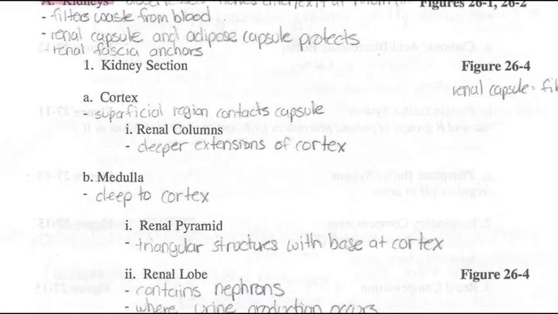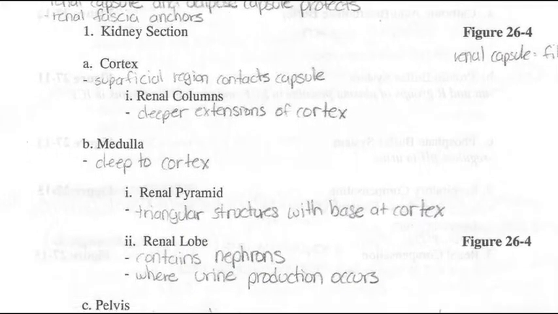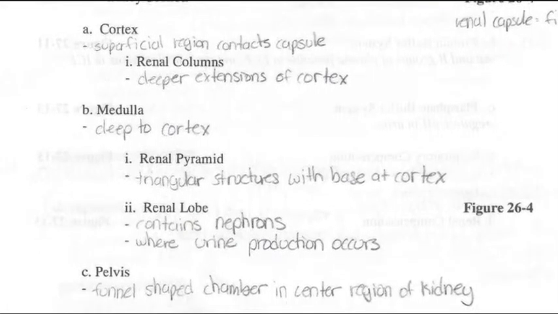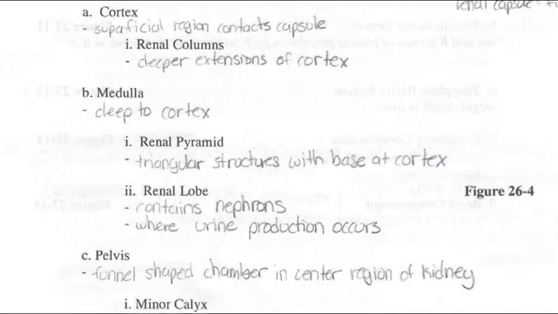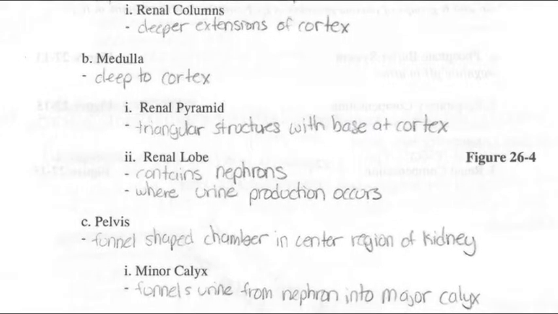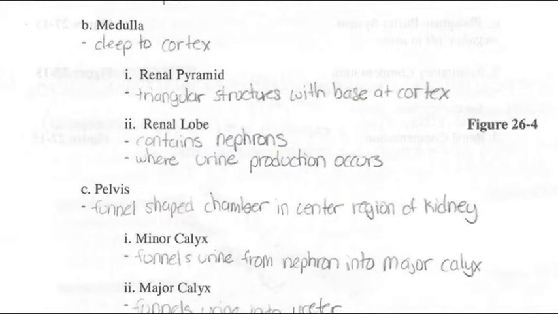1. Kidney section. A. Cortex. This is the superficial region that contacts the capsule. Renal columns within the cortex are deeper extensions of the cortex. B. Medulla. This is deep to the cortex. Within the medulla, the renal pyramids are triangular structures with a base at the cortex.